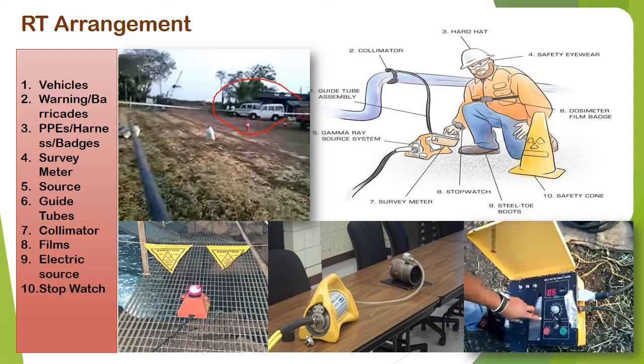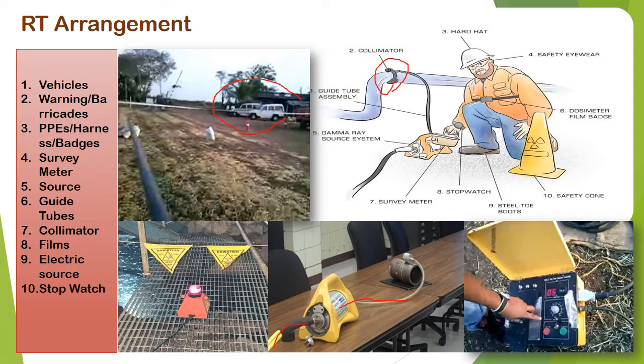This collimator is connected by a tube to the source, and this source container is again connected to the electrical point, which is kept far away. Once you press this electrical button, the source will be exposed and the radiography will start, and you can measure the time by means of a stopwatch also.